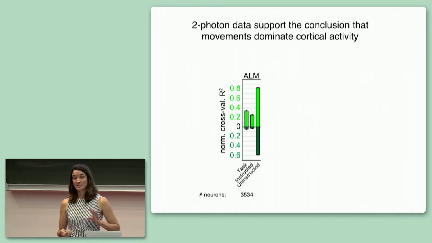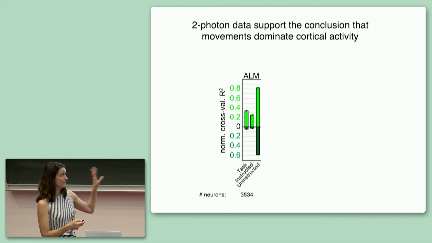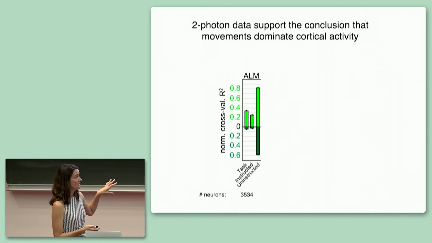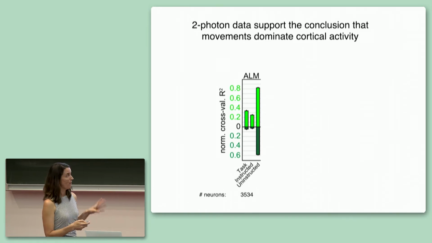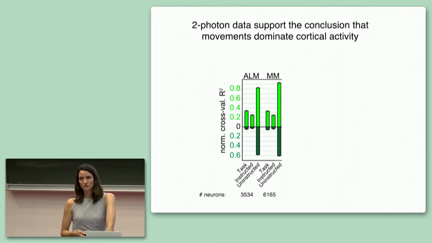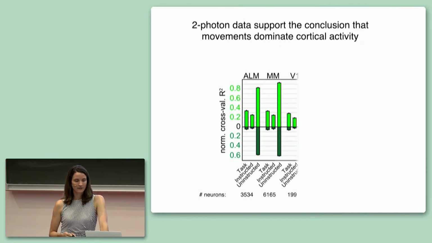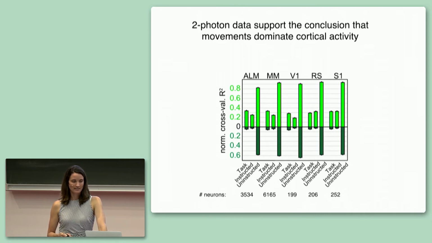So I'm going to show you a summary plot for each of the areas that we recorded from. This is the same format that I showed you before. It's the task-instructed and uninstructed movements. On the bottom is the more conservative method, the top is the least conservative. You can see that in area ALM, again, the uninstructed movements dominate. That's also true in the secondary visual area, also true in primary visual cortex, in retrosplenial cortex, and in primary somatosensory cortex.